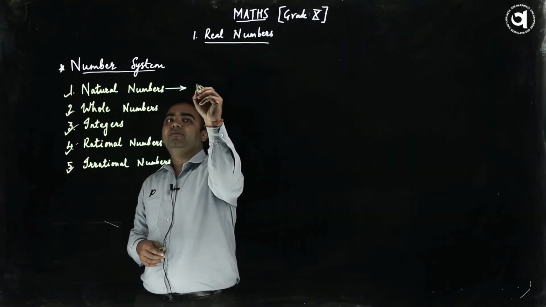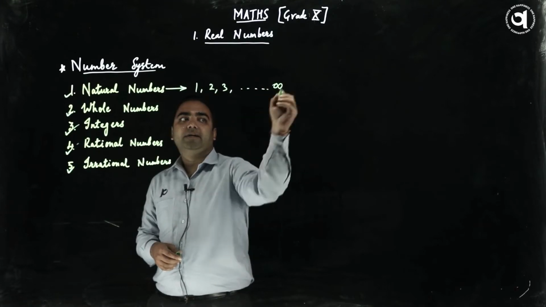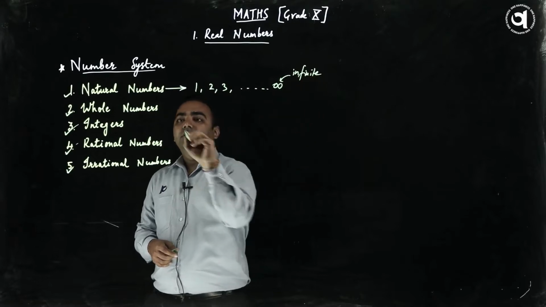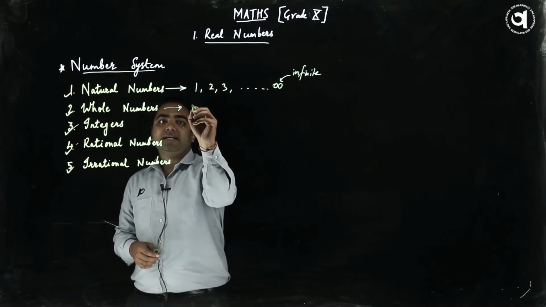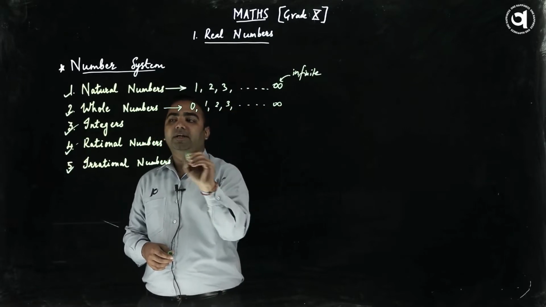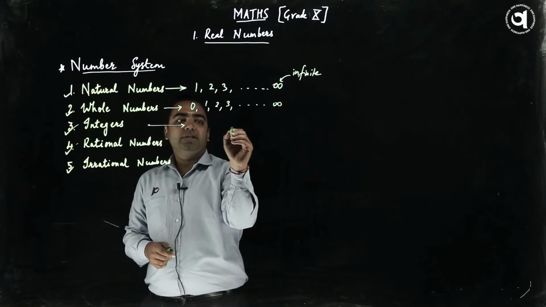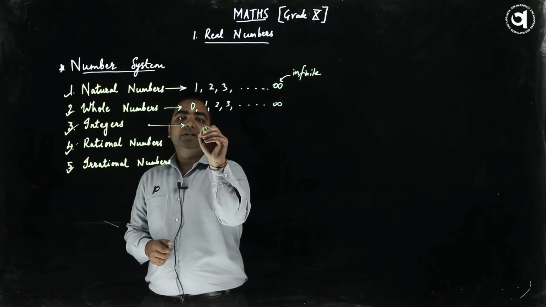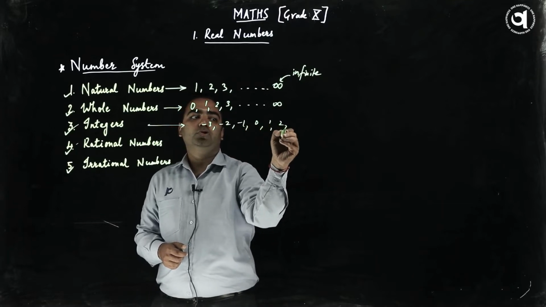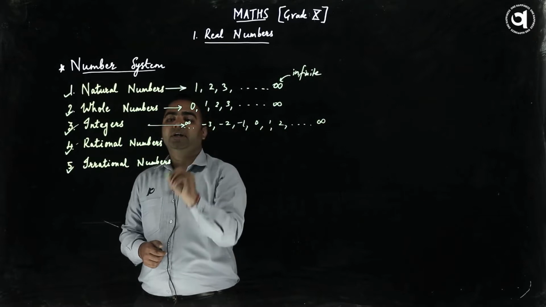Natural numbers start from 1, 2, 3 and go on till infinity. This symbol is said to be infinity. After this, whole numbers start from 0, 1, 2, 3 up to infinity. Then next, integers. Integers are negative numbers as well as positive numbers: -3, -2, -1, 0, 1, 2, and on both sides they go on to infinity.